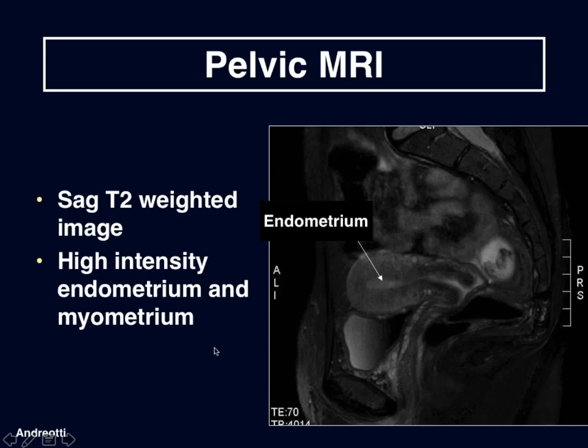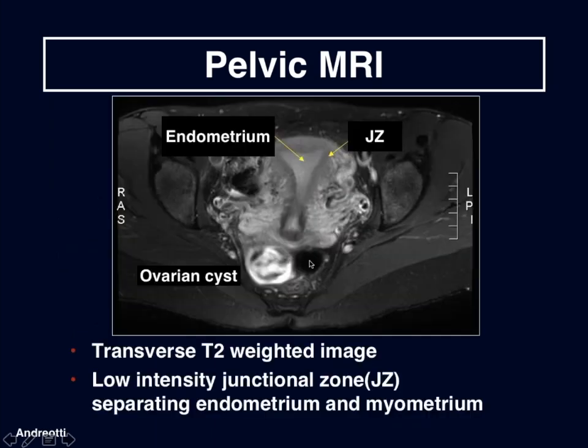So here we see a sagittal T2 weighted image of the uterus, where we have a very high intensity endometrium and fairly high intensity myometrium, which is normal. A transverse T2 weighted image showing the uterus, and we can see the endometrium in the coronal plane. And just like with ultrasound, we can see a junctional zone, a hypointense area that hugs the periphery of the endometrium.